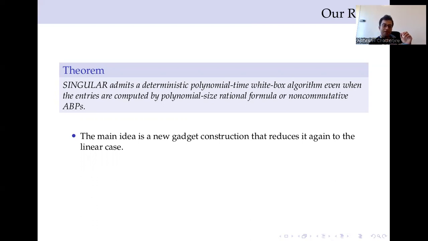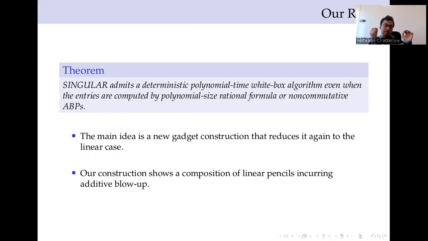The main idea here is that if the entries are computed, if it has a small linear pencil, it's kind of a linear pencil composition idea. Then we can always construct a larger linear matrix such that the invertibility of the input matrix follows from the invertibility of the new linear matrix. Okay, so this is the second result that we have.